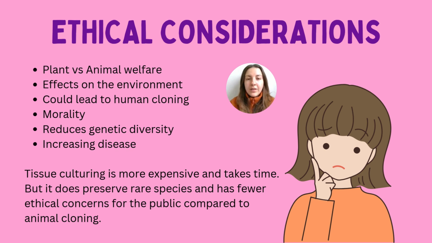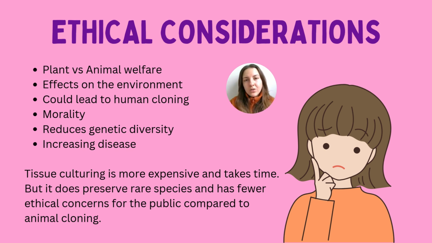We also need to think about the effects on the environment. Could these plants take over other neighboring species? Could it lead to human cloning again? Because as technologies develop, other ideas come to the forefront, and then this could drive different ideas. We also need to think about morality and reducing genetic diversity. All of these are really key points to consider.